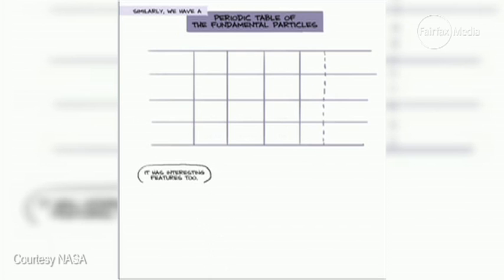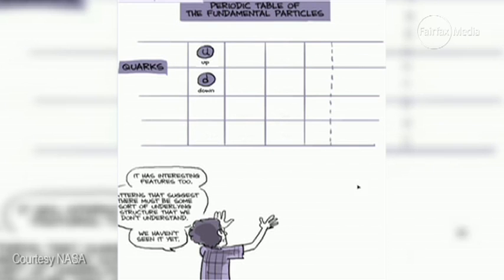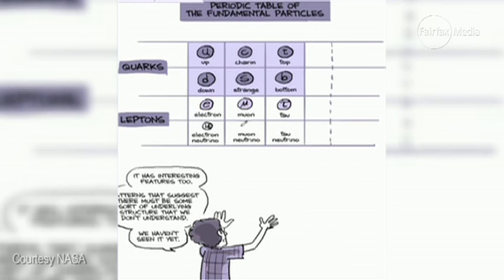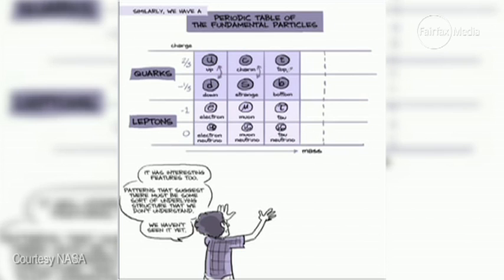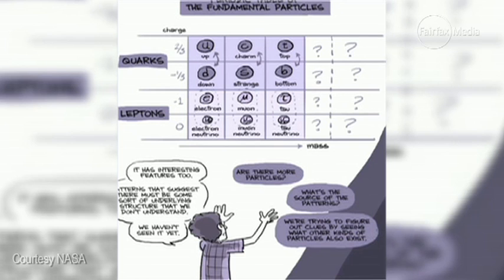It has patterns which suggest there must be some sort of underlying structure that we don't understand, but we haven't seen it yet. There's 6 quarks: up, down, charm, strange, top, bottom. These guys we call leptons. These are just names. There's electron, muon, tau. And these guys interact with each other. These two interact with each other. These two interact with each other. Same way, these guys are paired. There's all these pairings. Is there more here? We don't know. What's the source of the patterns that we see in this table? We don't know. They're trying to figure out clues by figuring out what other kinds of particles also exist. Like, what is out there?